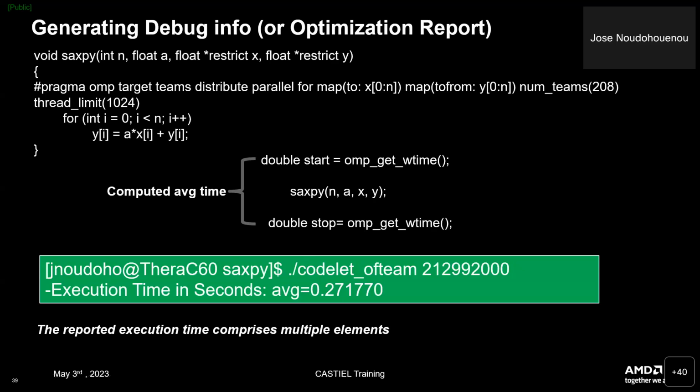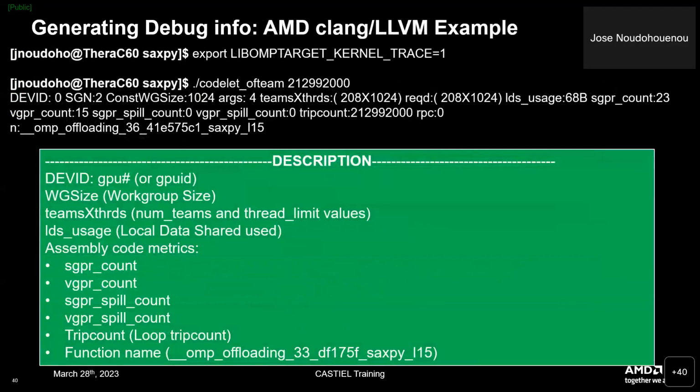How can we access what is going on there? What is the cost of every step within these applications, within the time that is reported here? So to access this information, first let's export LIBOMPTARGET_KERNEL_TRACE equal 1 and run this application again.